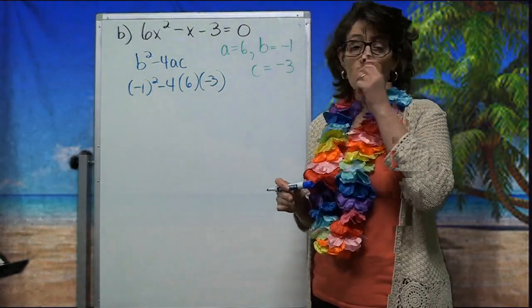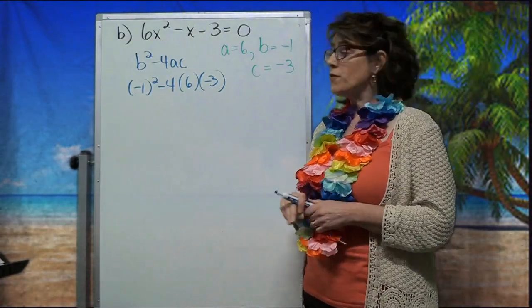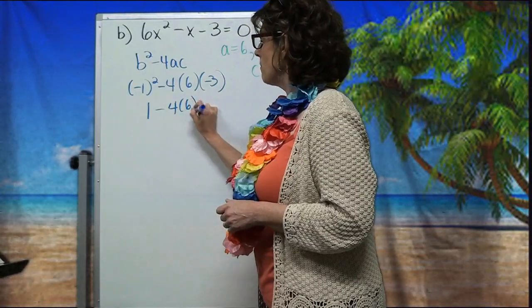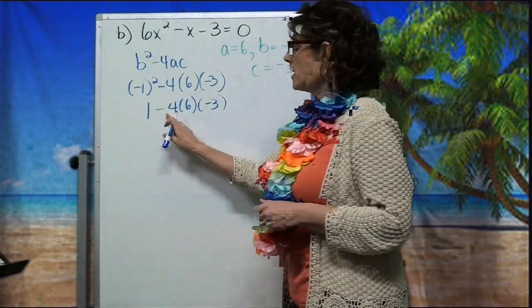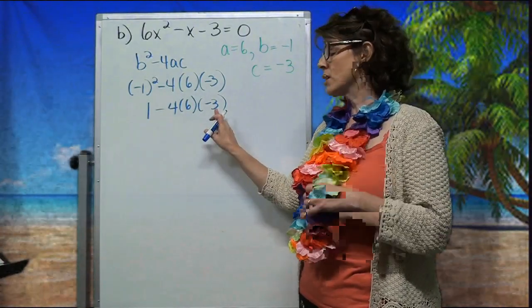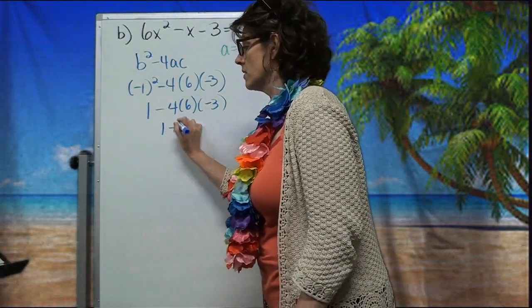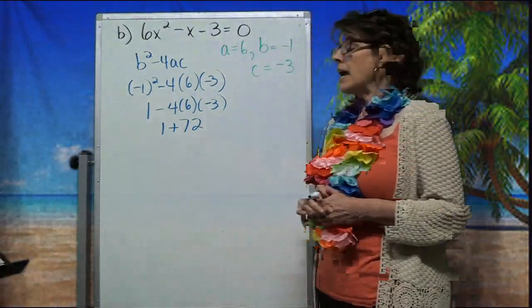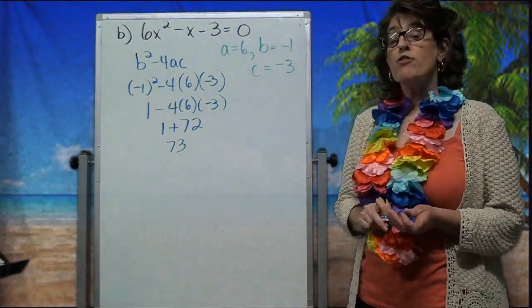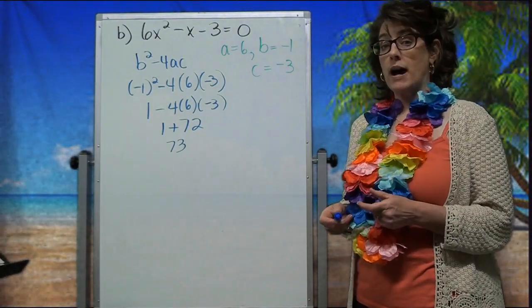Now I'm going to follow order of operations, which says I need to do exponents first. So a negative 1 squared is 1. Then I need to do the multiplication. A negative 4 times 6 is a negative 24. Negative 24 times negative 3 is going to be a positive 72. And now 1 plus 72 is 73. Keep in mind, that's what's going underneath the radical.